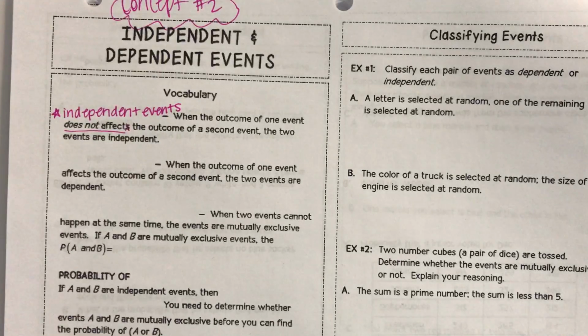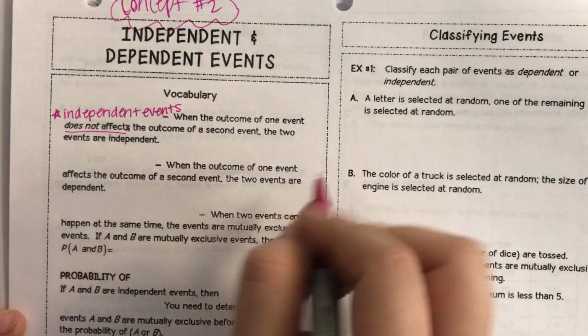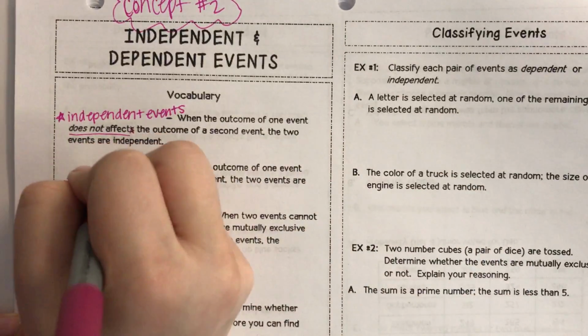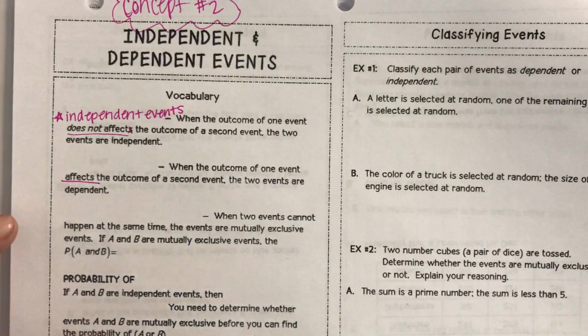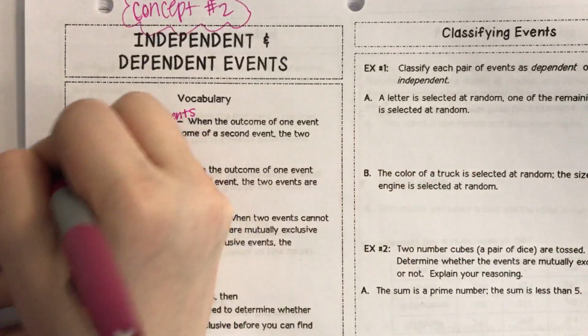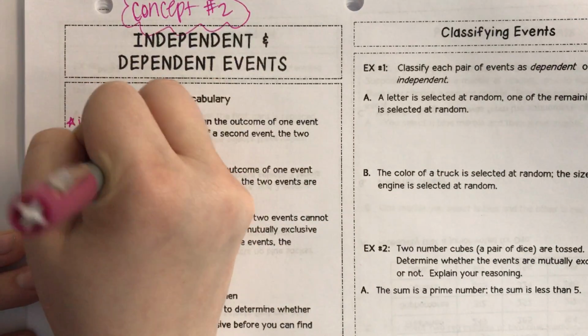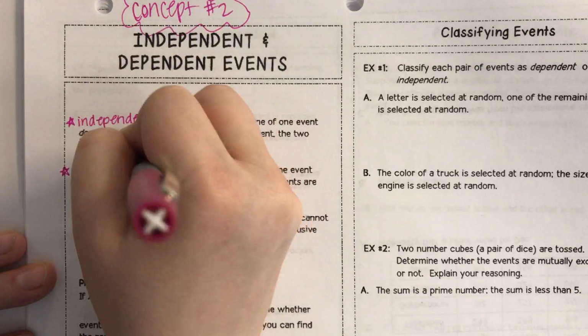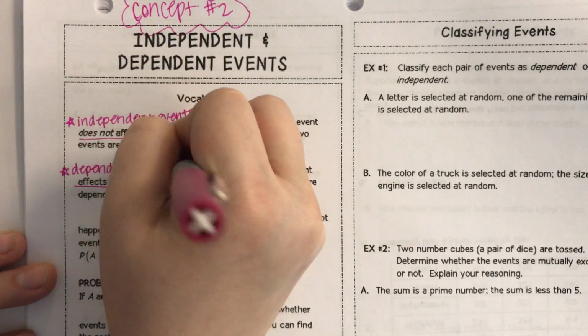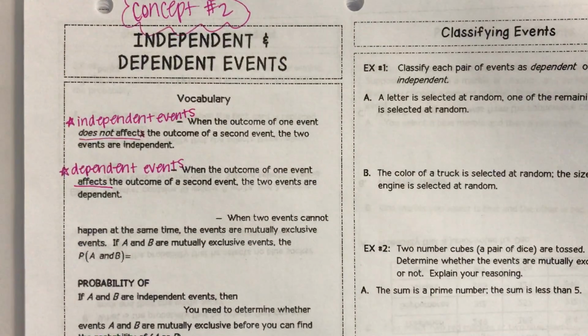Okay, so the next one: when the outcome of one event does affect the outcome of a second event, the two events are dependent. So this next one is dependent events, when they do have an effect on each other. Okay.